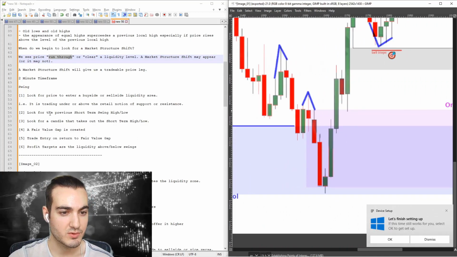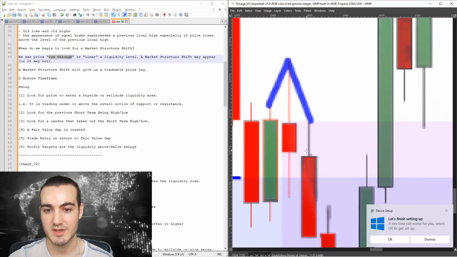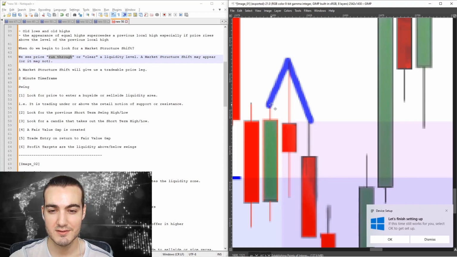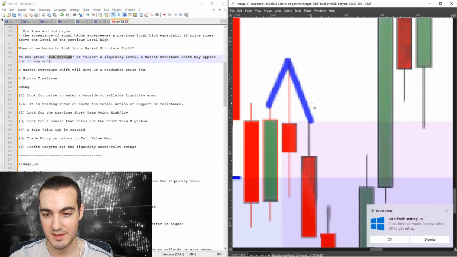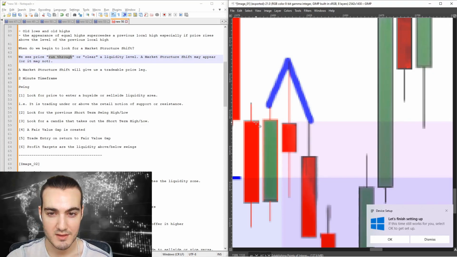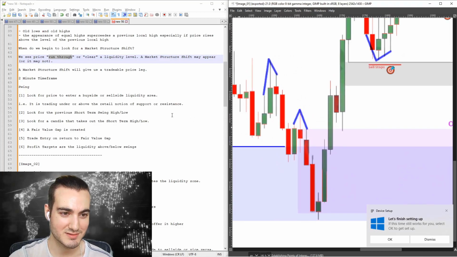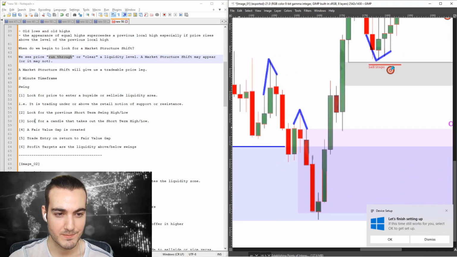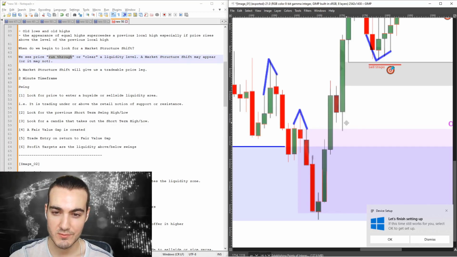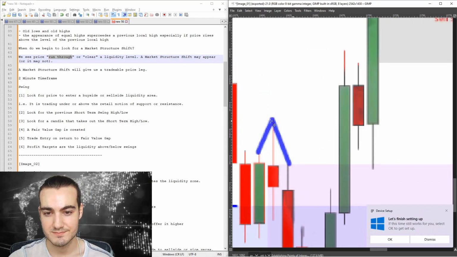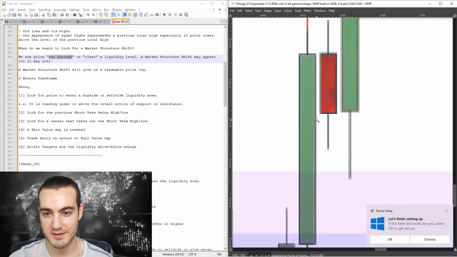Okay, look for the previous short-term swing high or low. In that case, it would be this. So we have the high of this green candle here, the high of this red candle here, and then the high of this second red candle here. That forms a swing high, a very small swing high, but that's all we're looking for. Look for a candle that takes out the short-term high or low. Okay, so here's our level. And in this case, it would be this green candle right here.